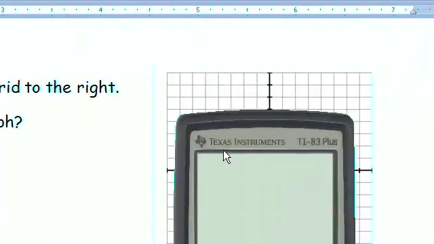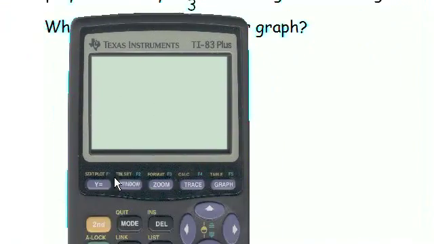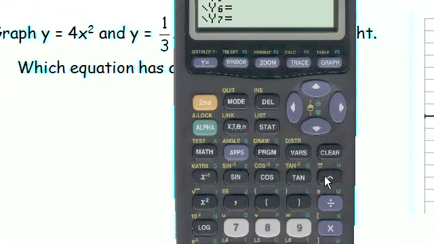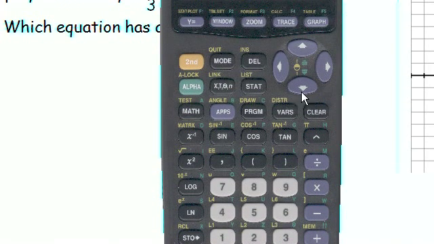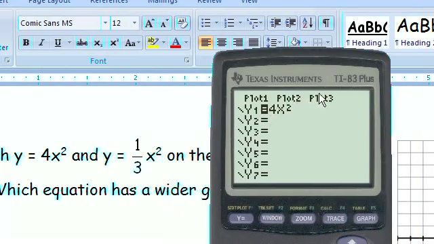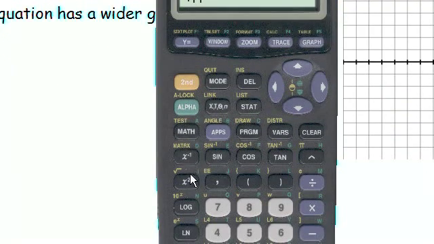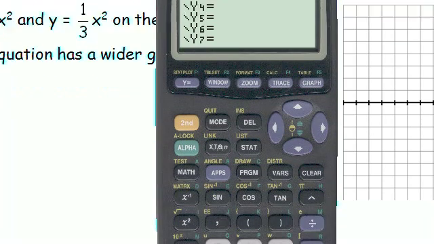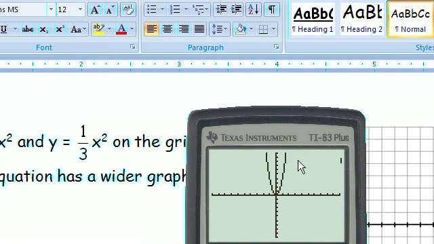Okay, graph y equals 4x squared and y equals 1/3 x squared to the graph on the right. So let's clear those out. We have 4x squared and 1/3 x squared. Very good. So there are two functions. I'll make the 1/3 one darker. Okay, so we can see it on our graph. So let's see what they look like. Yep, there's 4x squared. Whoa, and there's 1/3 x squared.